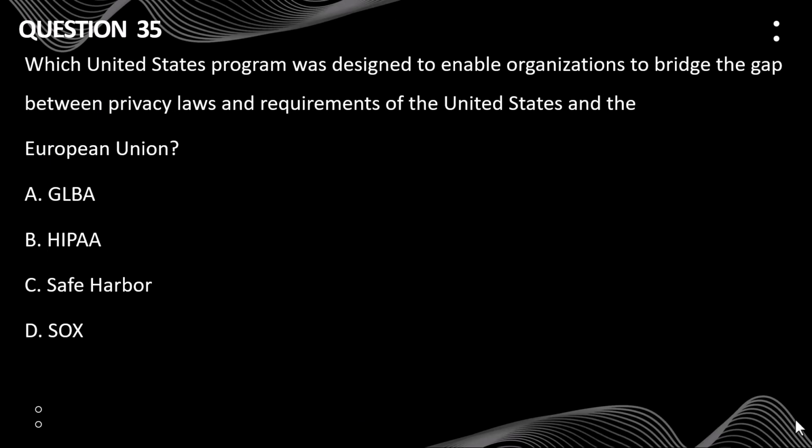Question 35. Which United States program was designed to enable organizations to bridge the gap between privacy laws and requirements of the United States and the European Union? Option A, GLBA. B, HIPAA. C, Safe Harbor. D, SOX. The answer here is option C.